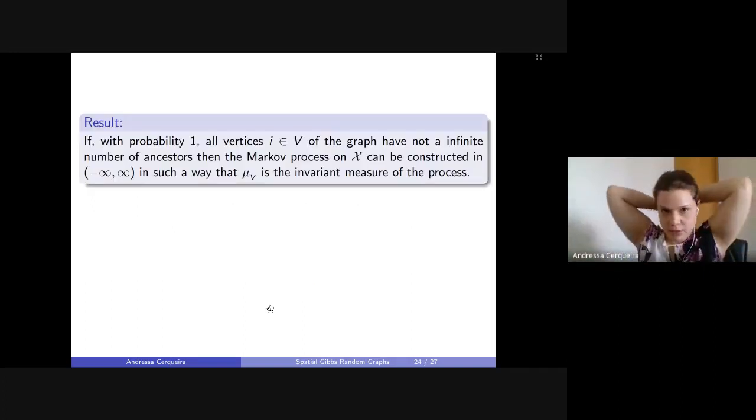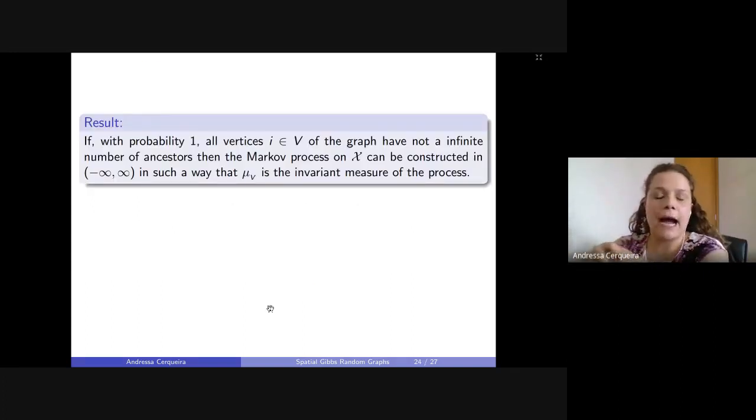So what we have is the result that came from the papers that I showed before. It's known by the construction of the clan of ancestors that if, with probability 1, all vertices of the graph have a finite number of ancestors, then the Markov process that I defined before can be constructed from -infinity to infinity in such a way that the invariant measure of this process is μ_V. This is true when V is finite or infinite. So this is nice because now I can construct my process when I have an infinite number of vertices.